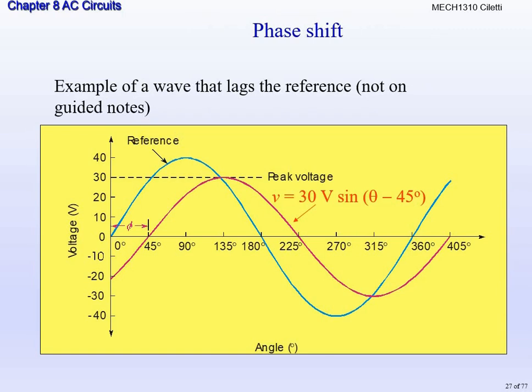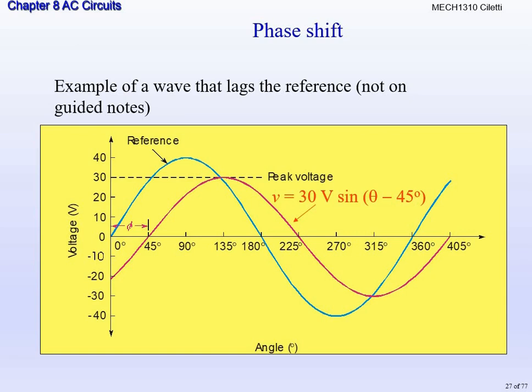So if we take a look, the phase shift is phi. If we write the voltage for this, we have the two signals here, the one that's a pinkish, maroonish sort of thing versus the blue one. If we have a waveform that lags, the equation is going to be 30 sine of theta minus 45. We have to write the 45 because we're writing this equation based on the reference voltage.